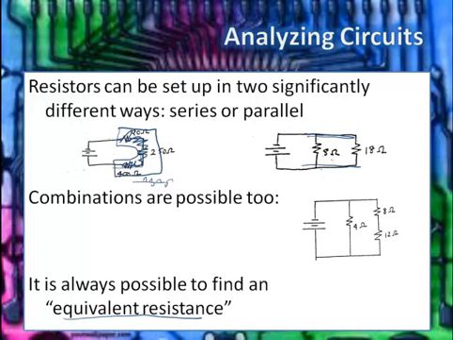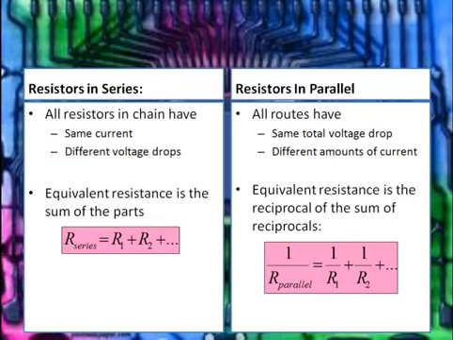And even when you've got two in parallel, you can find one equivalent resistance and simplify this circuit so that it's just a single battery and a single resistance. So, just a few facts about resistors being in series versus parallel. When they are in series, all the resistors in the chain will have the same current running through them. But because they probably have different resistances, they will each have different voltage drops, which is indicated by Ohm's law, V equals IR.